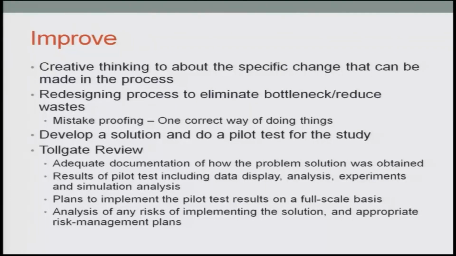And in the toll gate review again we analyze whether adequate documentation is done, results of the pilot test including data displays, analysis, equipment, experimental and simulation analysis are done, and a plan to implement the pilot test on a full scale basis should be implementable in the toll gate review stage. And finally, the analysis of any risk of implementing the solution and appropriate risk management plans should definitely be implementable.